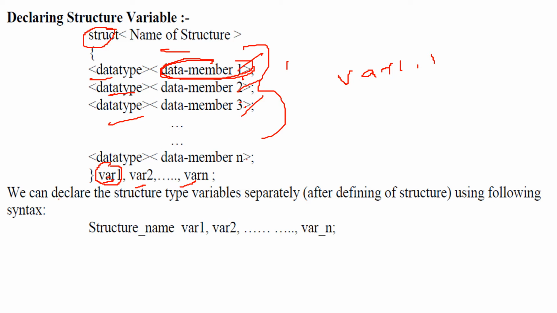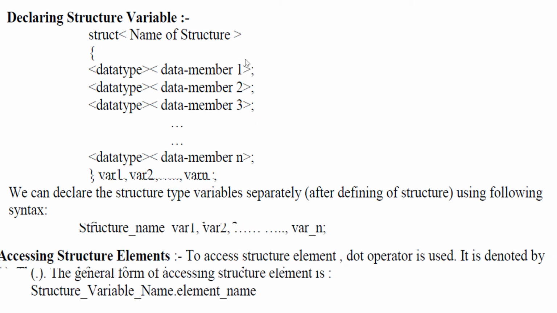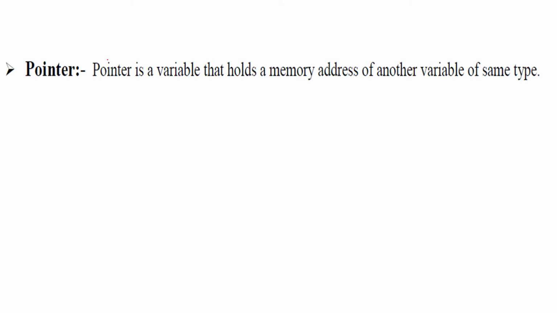So when we want to declare the structure type variable separately, that is after defining the structure, that is structure name, then variable 1, variable 2, variable till n. So this can be defined in this way also. So these both are similar. How to access the structure element? As I just suggested, dot operator. So in order to access the structure element, we use the dot operator. So this is just denoted by dot. And the general form of accessing the structure element is simply the structure variable name, with dot of element name.